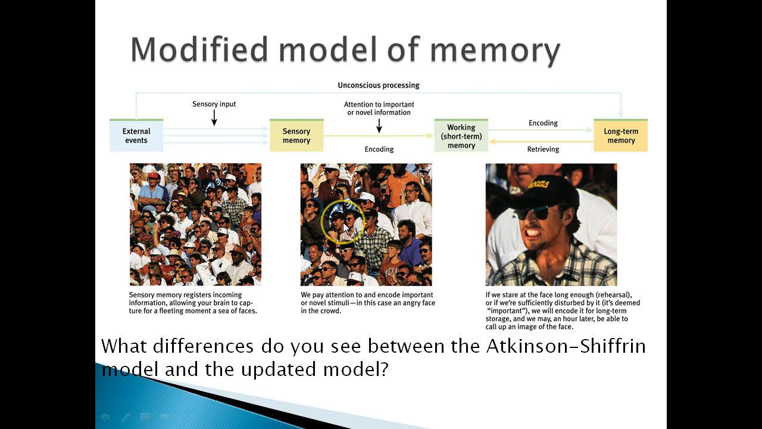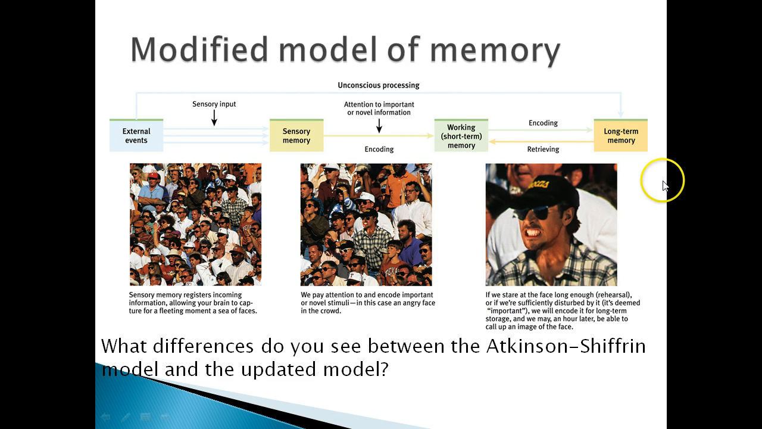But let's say there's something that catches our eye, something that seems important, like this guy here. He looks kind of angry. Maybe he might cause some sort of trouble, so we're going to pay more attention to him. So this information is going to be moved from sensory memory. It's going to be encoded into first our short-term memory, also known as our working memory.